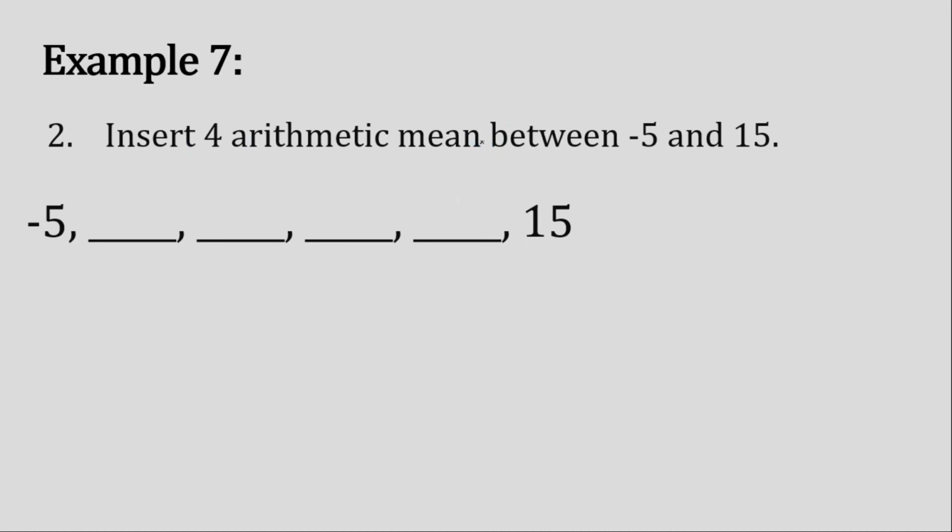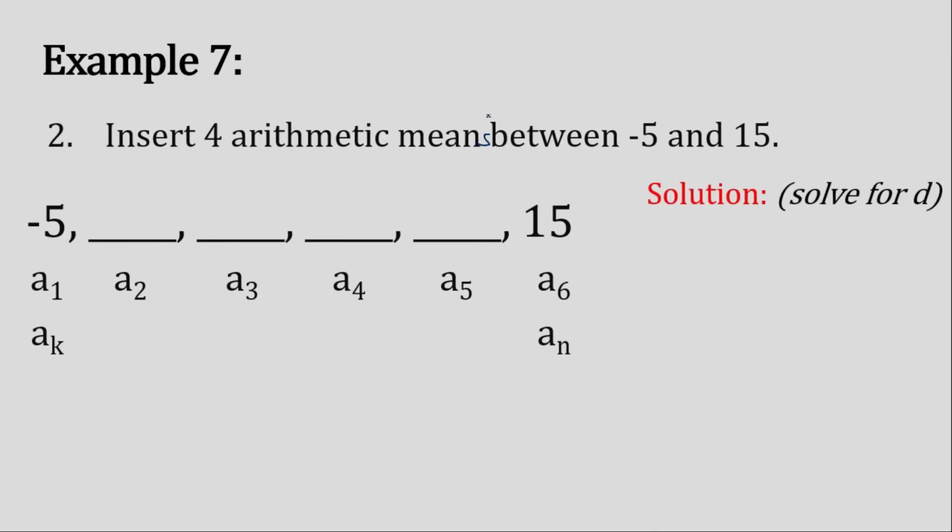So now let's solve this by identifying what are a sub 1, a sub 2, a sub 3, a sub 4, a sub 5, and our a sub 6. Now the lowest available term is negative 5, a sub 1, and that should be our a sub k. And the last term is a sub 6, and that would be our a sub n. Now let's go to our formula. Let's solve for d in order for us to find the answer on this problem. So to solve for d, let's use this formula. A sub n minus a sub k all over n minus k.